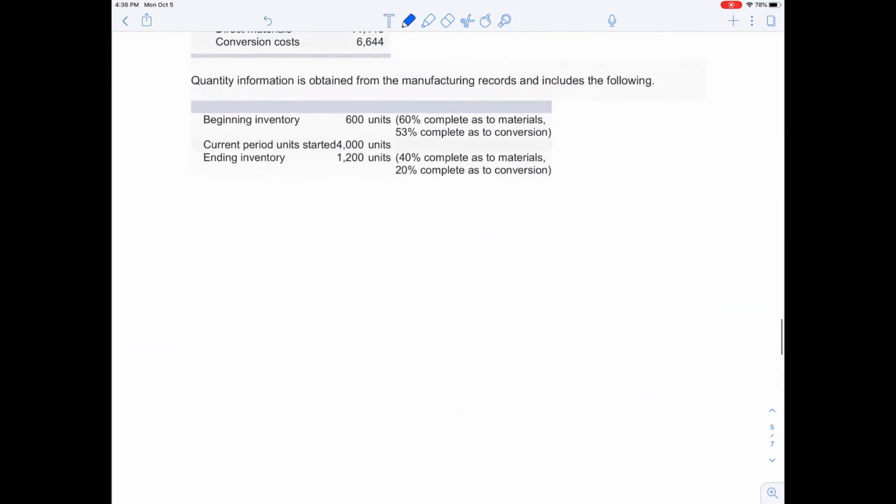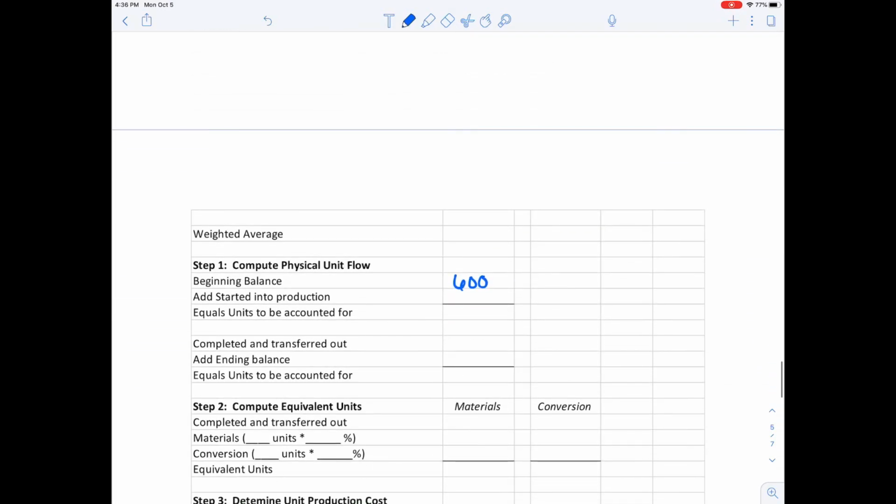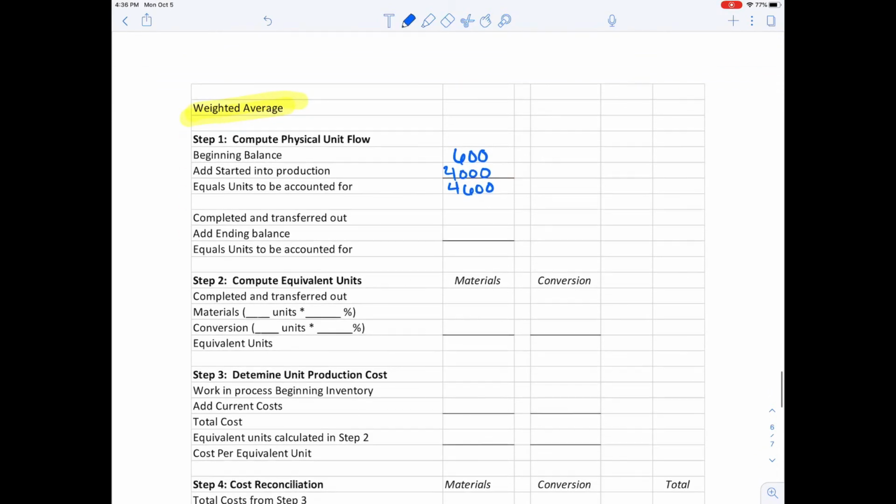It told me that I started 4,000 units. That's right there. So that means I have to account for 4,600 units. Just as a reminder, we're looking at weighted average first.